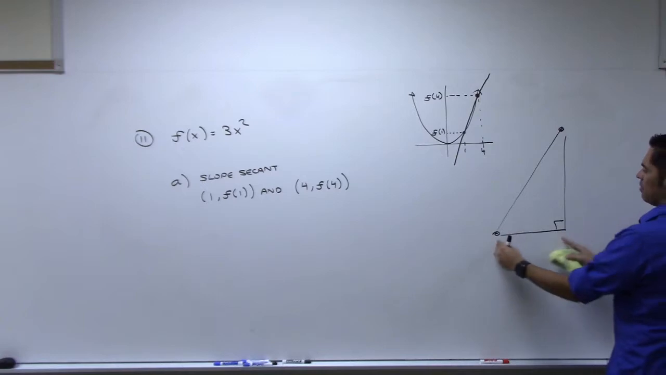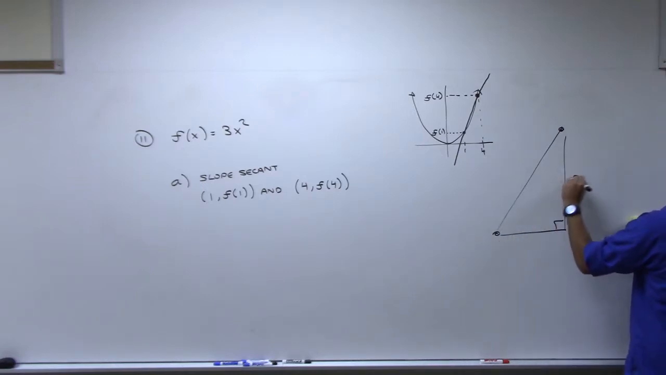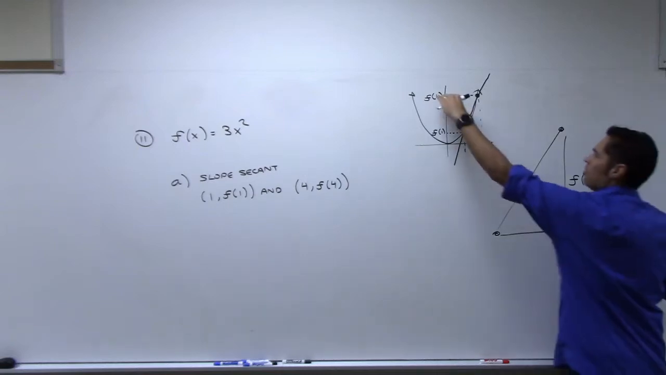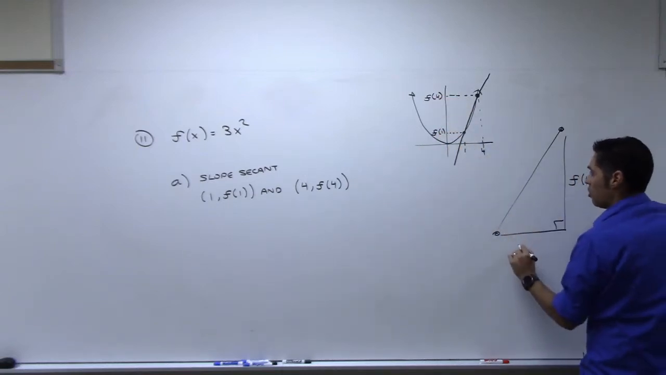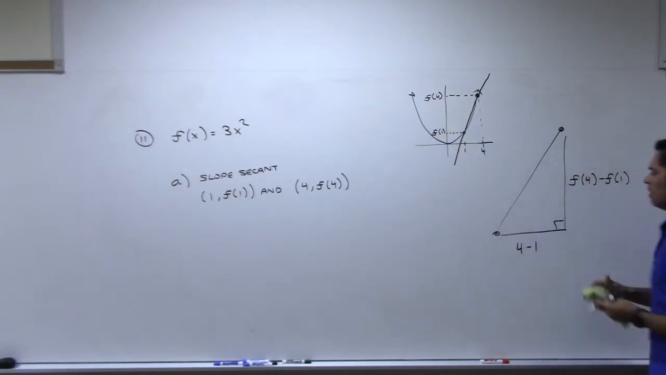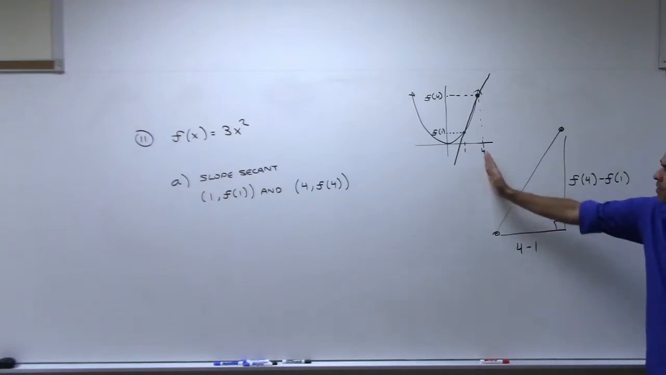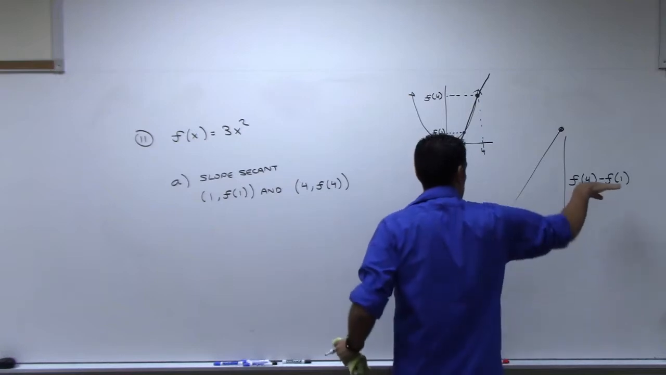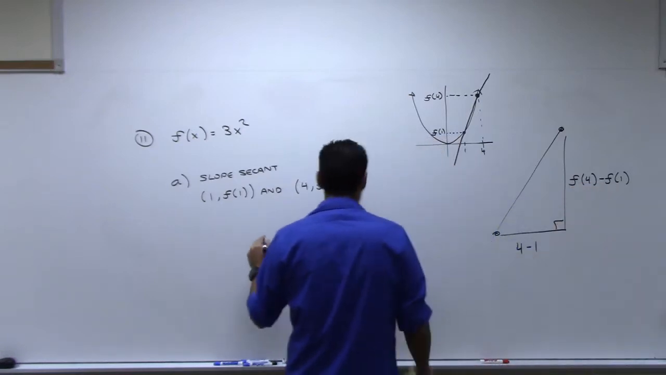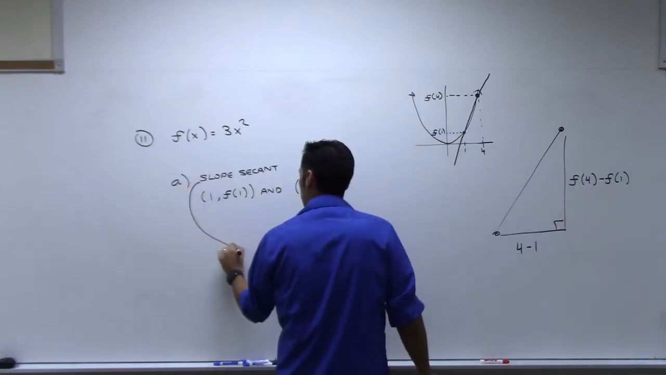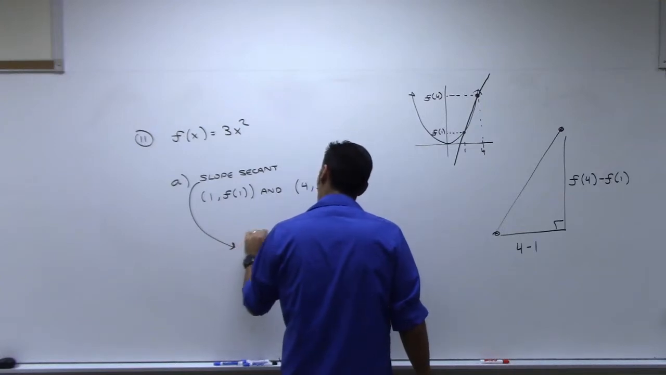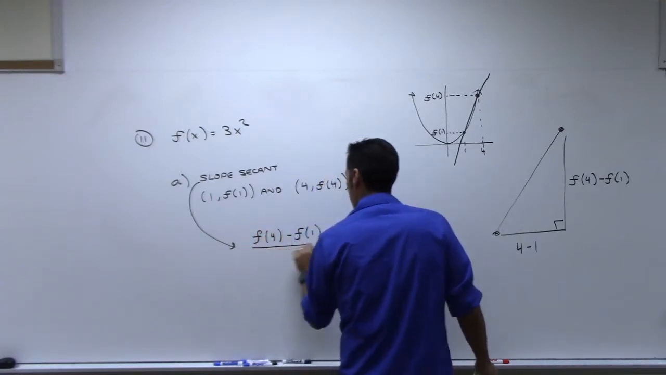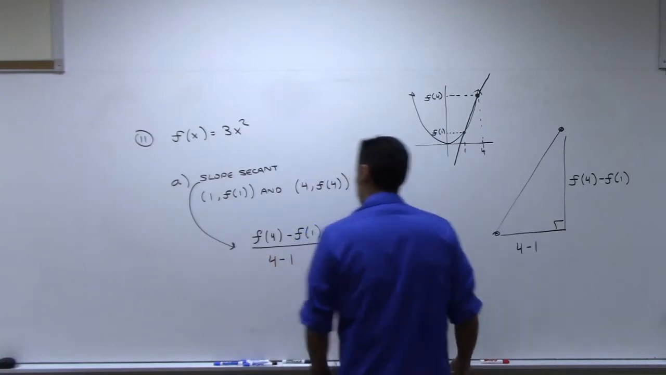The rise is the difference of these coordinates, and the run is the difference of these coordinates. That line right there goes through 2 points. We can imagine a triangle. This is rise, this is run. The rise is the difference between the y coordinates. That's these two. And then the change next here, the run, is the 4 take away the 1. Okay, so rise divided by run is this divided by this. So we have the slope of the secant line will be f of 4 minus f of 1 over 4 minus 1.